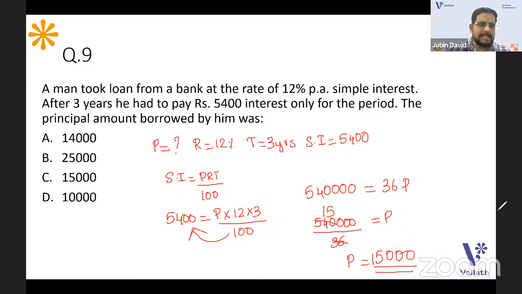Yes, we have got the correct answer. It is 15,000. Can we check? Option C, 15,000, is what we have. So this is the explanation that I gave to you. I think it's very clear with you. P is 15,000. Going with the next question.